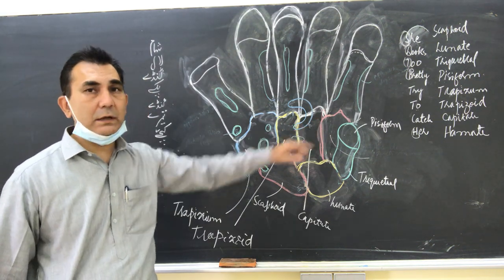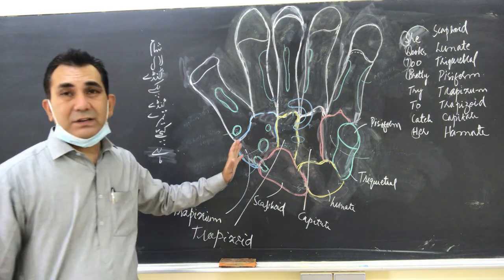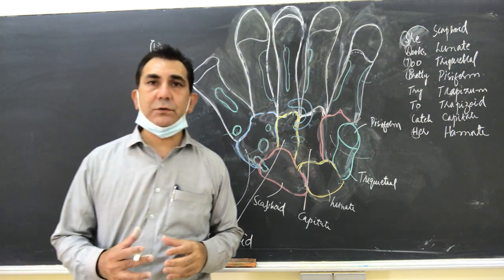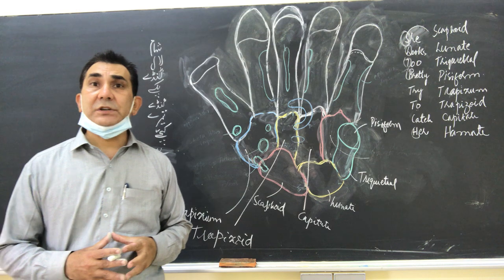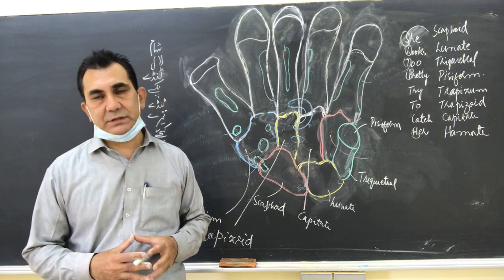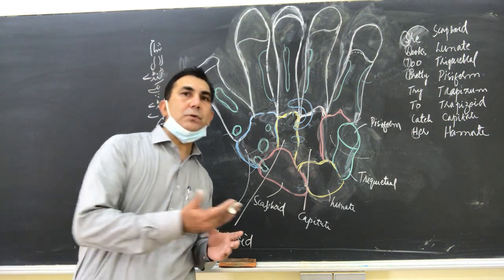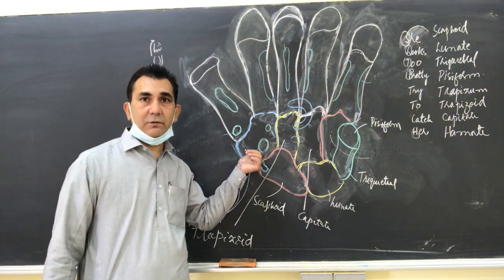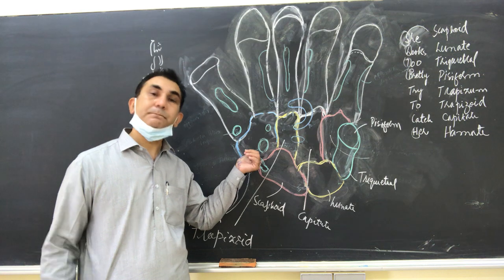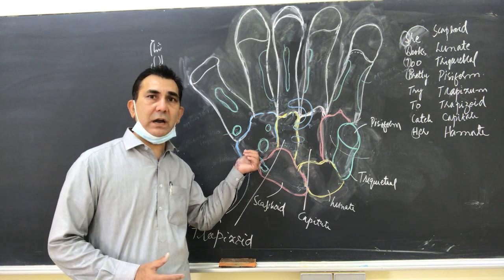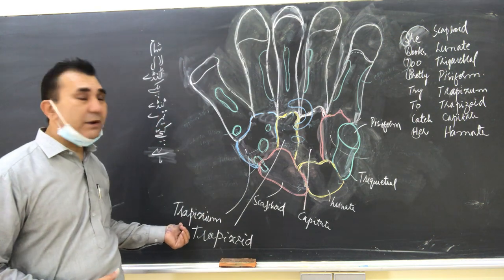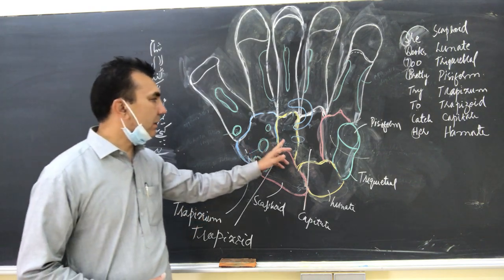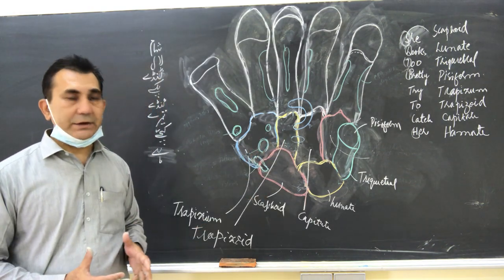The crown of the pisiform. Now, the second row, which is called the distal row of the carpus. From the lateral, we will go to the medial side. The first bone of the distal row of the carpus is called the trapezium, and the second one is called the trapezoid.